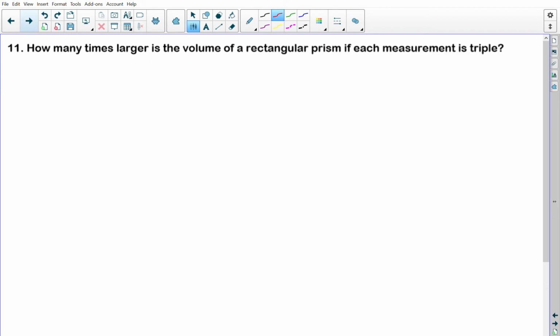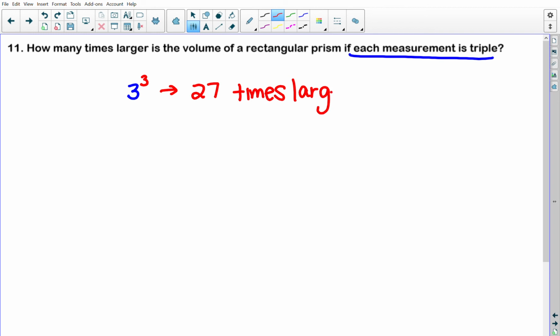If I look at this next one, it says how many times larger is the volume of a rectangular prism if each measurement is tripled? Well, each measurement meaning length, width, and height. So I'm going to take that first degree measurement again, that's being tripled, and again I'm going to cube it, so it will be 27 times larger. Okay? Because I'm talking about a third degree measurement increase.